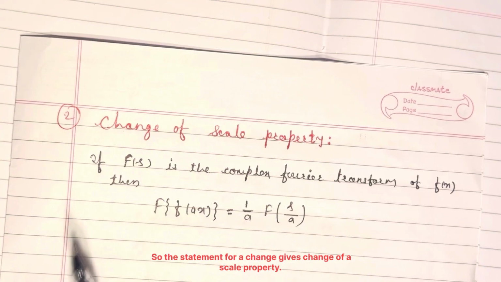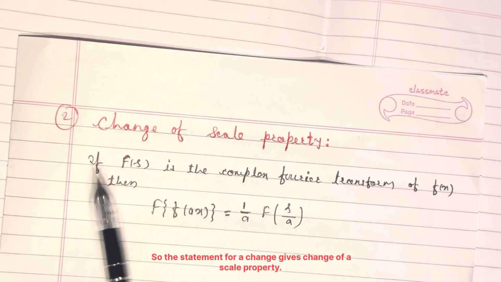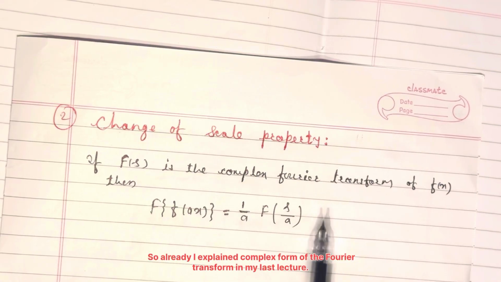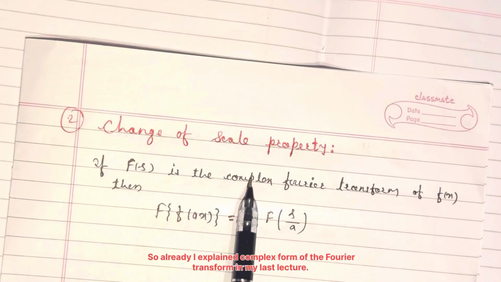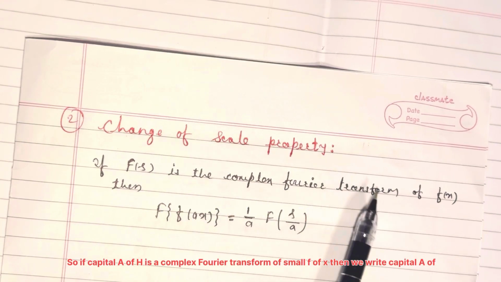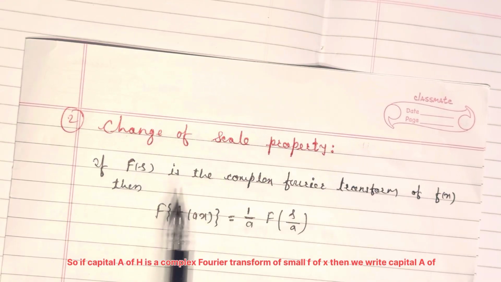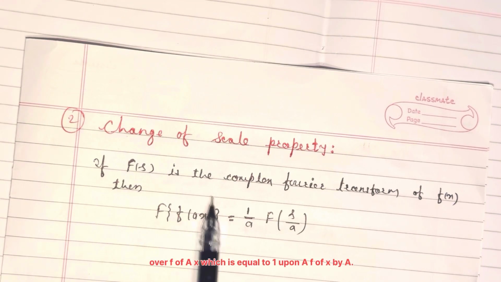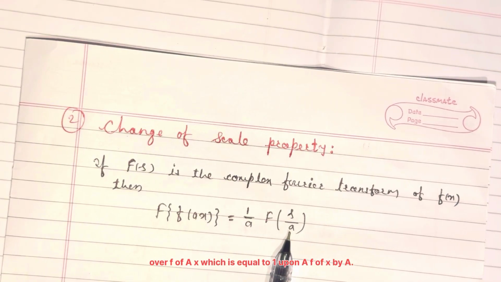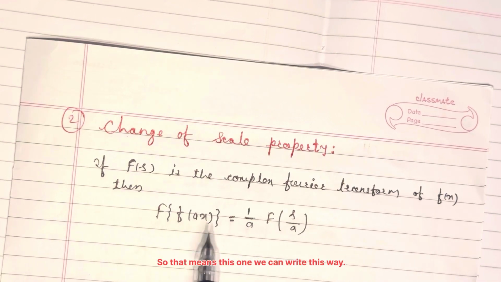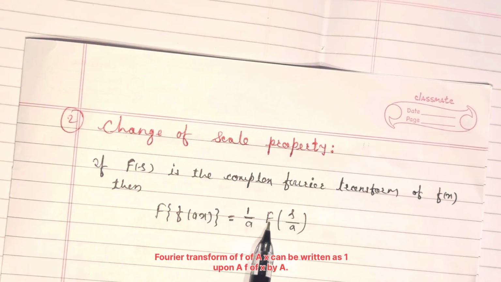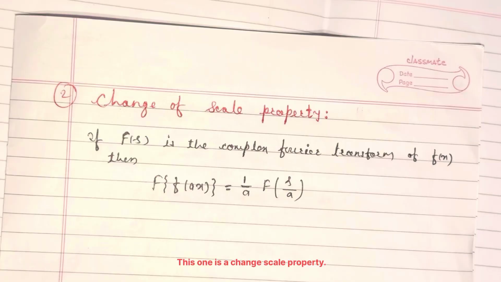The statement for the change of scale property says that if capital F of s is the complex Fourier transform of small f of x, I already explained the complex form of the Fourier transform in my last lectures, then we write capital F of f of ax is equal to 1 upon a times F of s by a. That means the Fourier transform of f of ax can be written as 1 upon a F of s by a. This is the change of scale property.